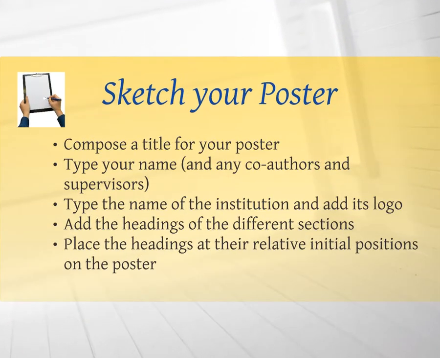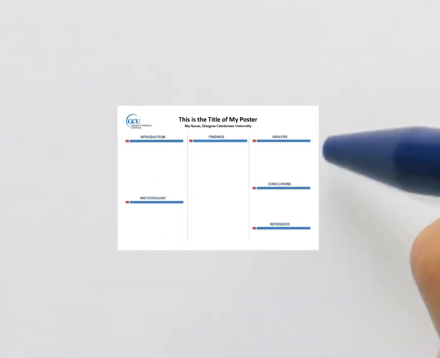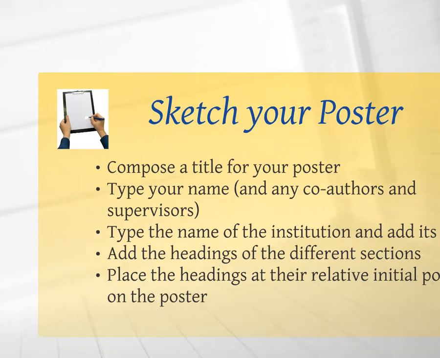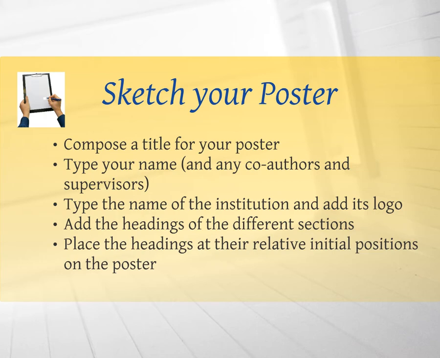And after you have chosen the software you're going to use, you can start a new publication and start sketching your poster. Compose a title for your poster, put it roughly at the right place where you think the title will go. Type in your name and any co-authors or supervisors that you need to include. You can type in also the name of the institution, add its logo, put in the headings of the different sections, and you can put them roughly where you think they will go in the flow of the poster. And now you will have the sketch of the poster ready, so you can start filling in the details.